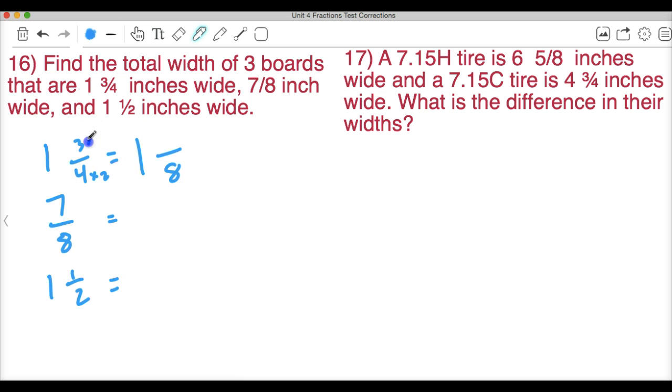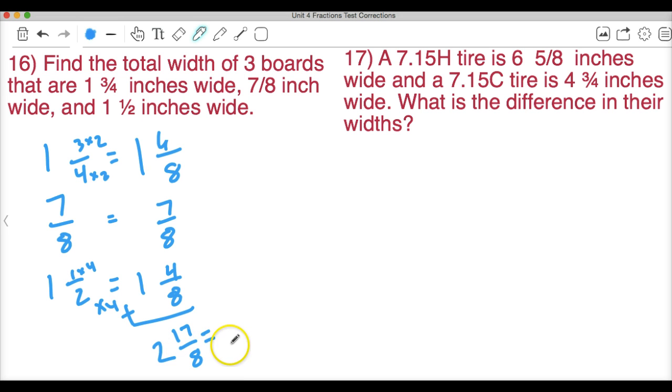So 4 times 2 equals 8. This one doesn't have to be changed because it's already good to go. This one does have to be changed to be a common denominator. So that's going to be 6 plus 7 plus 4, so 6 and 4 is 10, plus 7 is 17/8 plus 2. And this has got to be simplified and reduced. So 8 goes into 17 2 times. So 2 wholes plus these 2 is 4 wholes, and there's 1 left over. So it's going to be 4 1/8 inches wide.